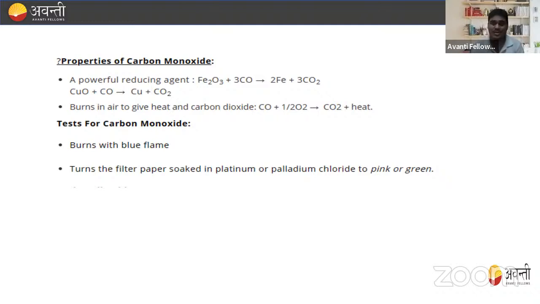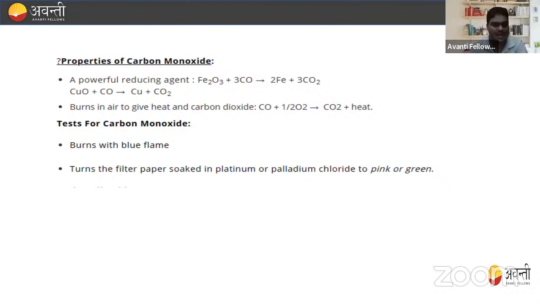It burns in air to give heat and carbon dioxide. When CO is treated with half O2, it is converted into CO2 plus heat. So these are some basic properties of carbon monoxide. First, it behaves like a powerful reducing agent, reducing Fe2O3 into Fe and copper oxide into copper. And it reacts with oxygen to form CO2 and emits a large amount of energy as well.